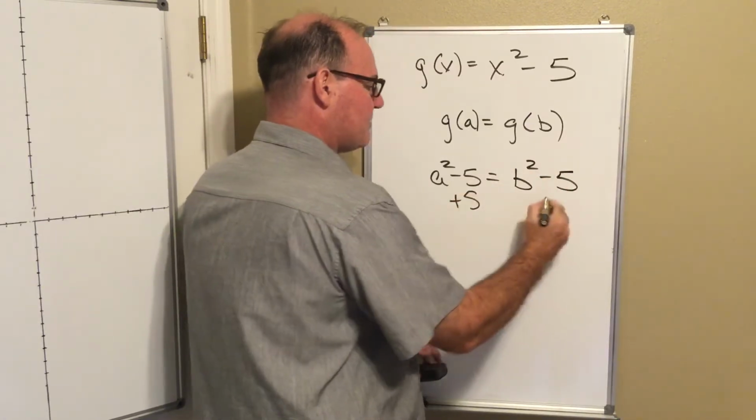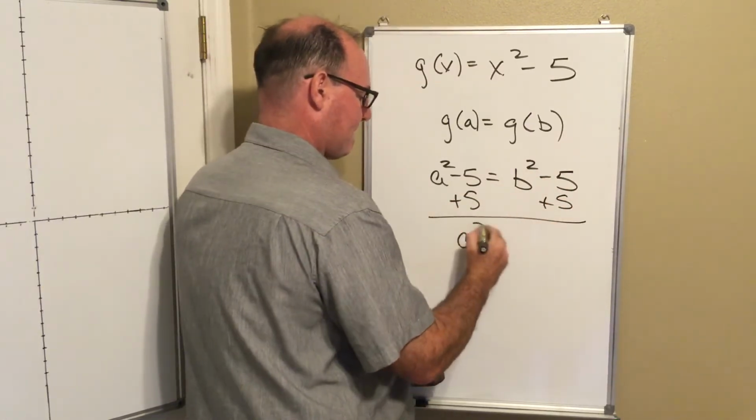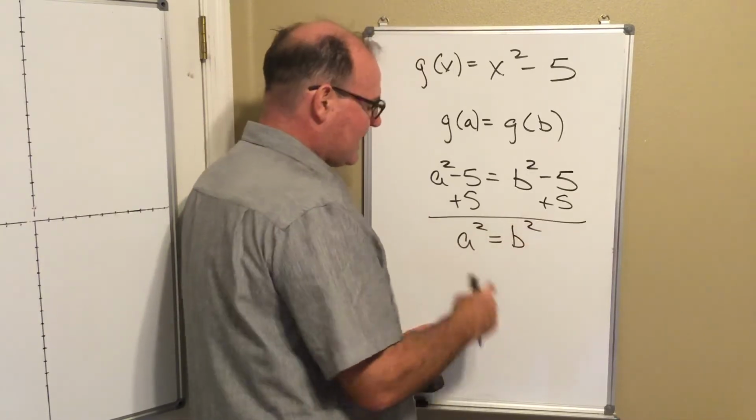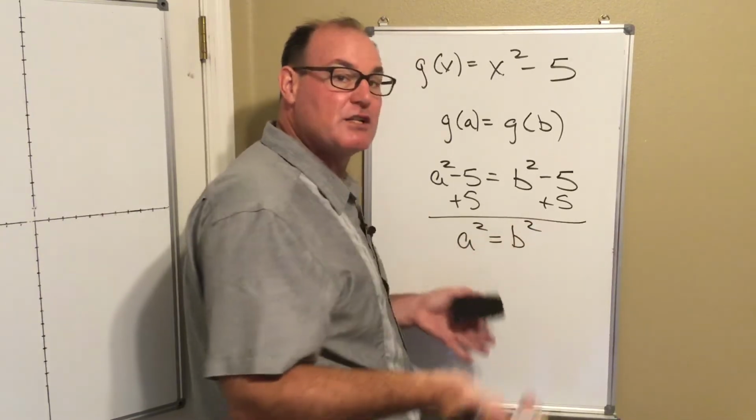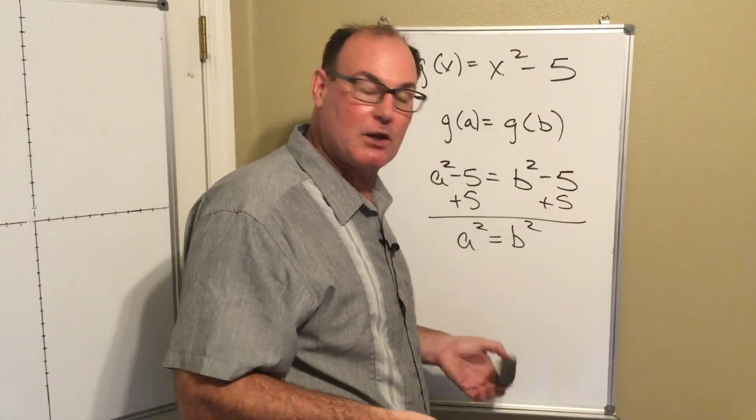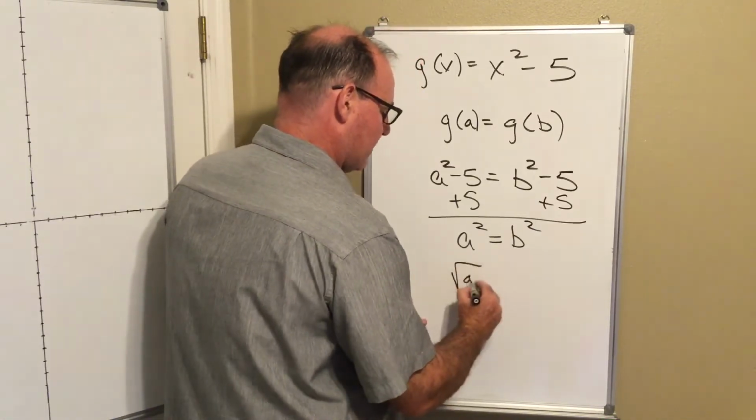I'm going to add 5 to both sides of this. And now in order to undo the squaring, we talked about this in our section on quadratic equations, I'm going to take the square root of both sides.